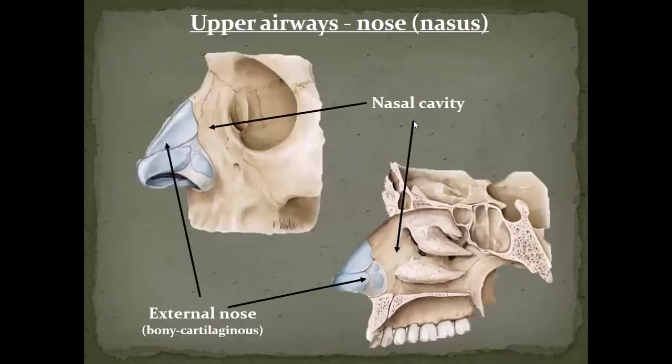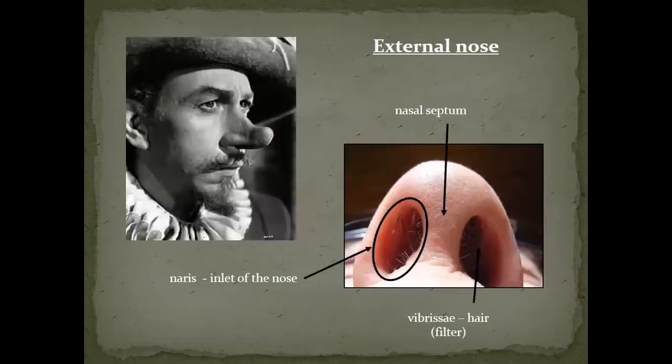The nasal cavity is composed of an external nose, which is a partly cartilaginous structure. This is actually what gives the shape of our nose. It has two openings on it, which are called the nares. And in these openings, we can see hairs, which are called vibrissae, and which act against bigger foreign bodies, so they prevent foreign bodies from getting into the nasal cavity.